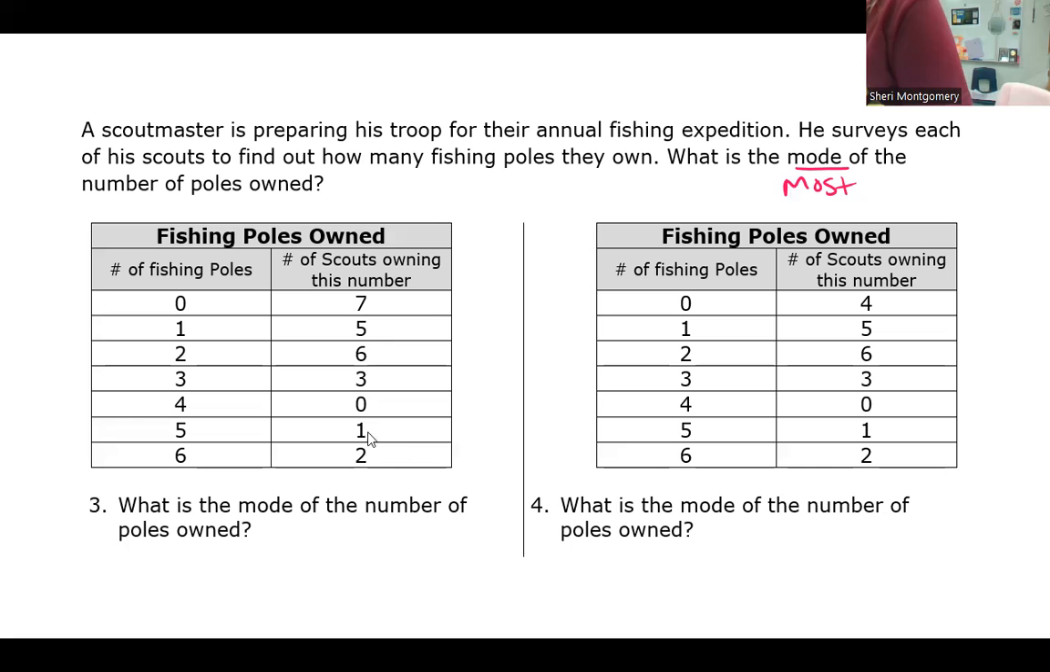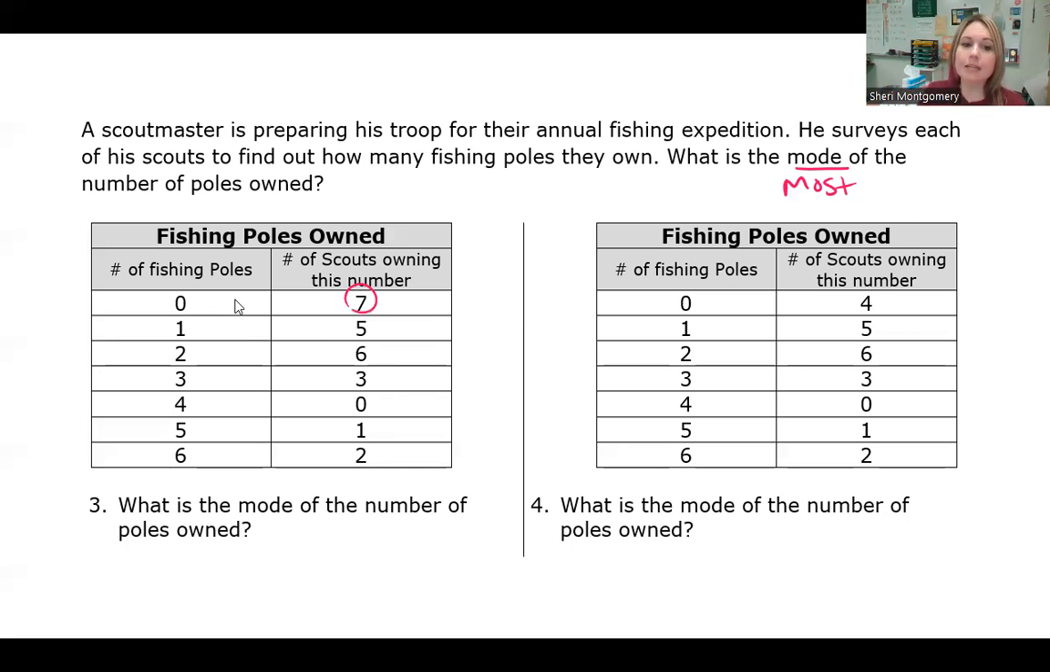So where are the most amount of people? I think the most amount of people are here, right? That's the most amount of people. So it's saying that more people have no poles. So what is the mode of the number of poles owned? It's not 7. It's saying that none of them.